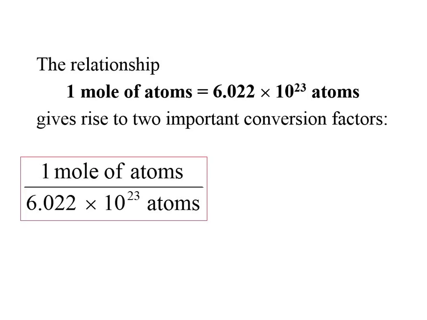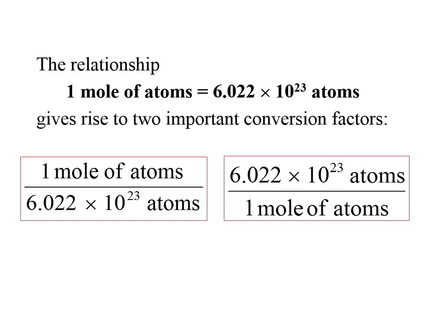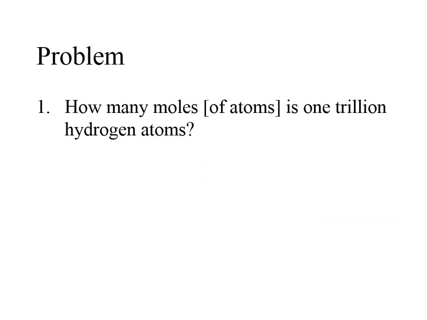So we can take any equality like that and make 2 conversion factors, and they are the flip or the inverse of each other. And we can do problems with them. So we're going to do one problem today. Well, a pair of problems, one type of problem. So we're going to knock these both out.